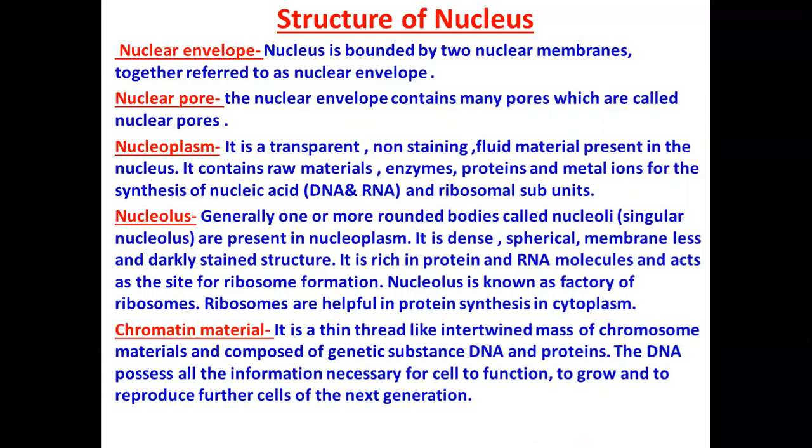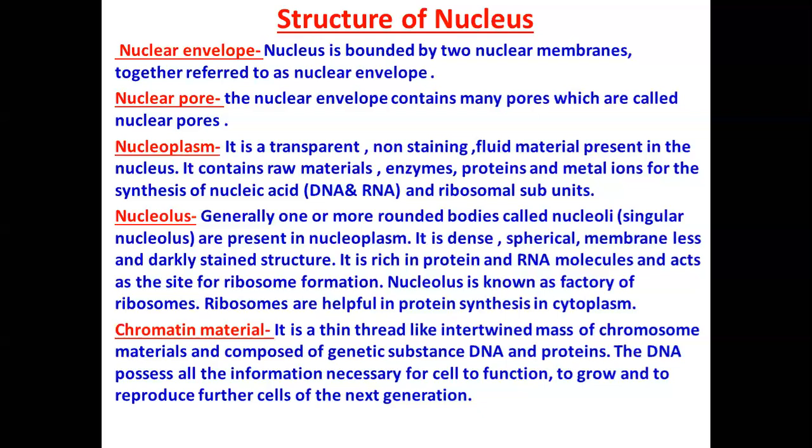Next is nucleoplasm. It is a transparent, clear, non-staining fluid material present inside the nucleus. It contains raw materials, enzymes, proteins, and metals for the synthesis of nucleic acid, that is RNA and DNA, and ribosomal subunits. Now, what is nucleolus?